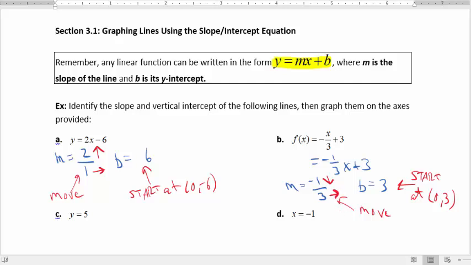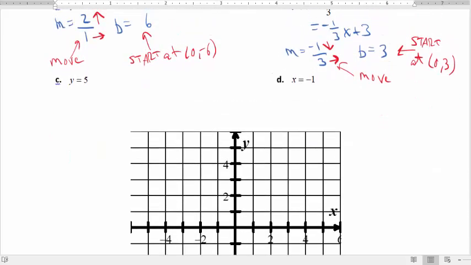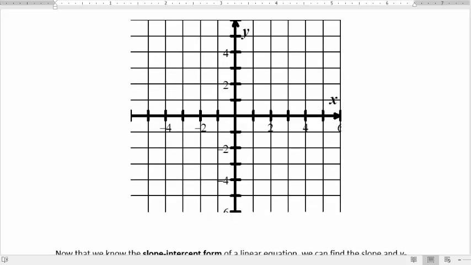So let's start by graphing these two real quick on the axes down below. So with the A, we're going to start at 0, negative 6, and then move up 2 and over 1. So if we start at 0, negative 6, we're starting all the way down here, and then from there we're going to go up 2 and over 1, and then put another point. And then from there we keep this pattern up. Go up 2, over 1, put another point. Go up 2, over 1, put another point.